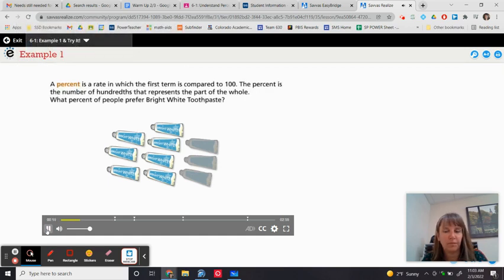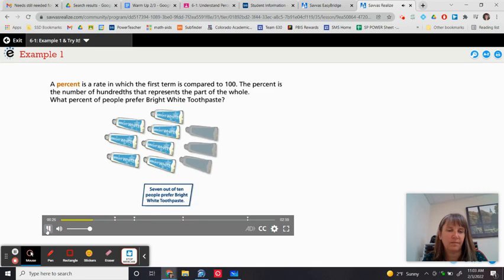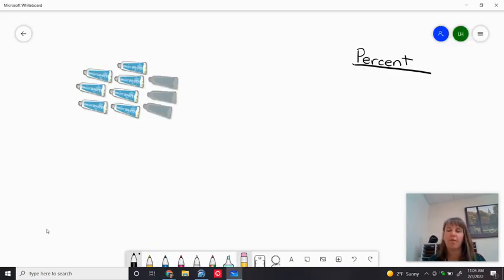A percent is a rate in which the first term is compared to 100. The percent is the number of hundredths that represents the part of the whole. What percent of people prefer bright white toothpaste? Okay, we hear percent a lot when we're trying to figure out how many people feel a certain way about something. Percents are used when taking surveys all the time. So the first thing we're going to write about percent is that the definition of a percent is that it is a rate out of 100.